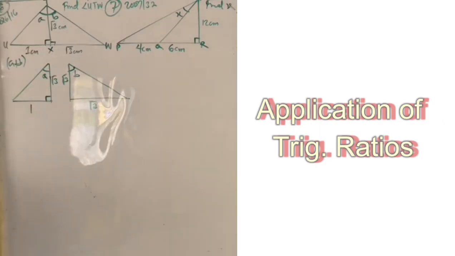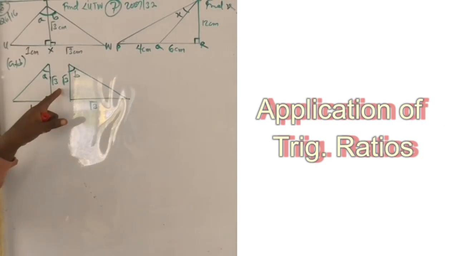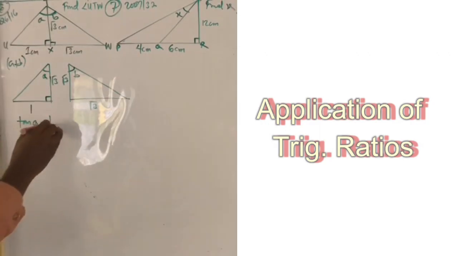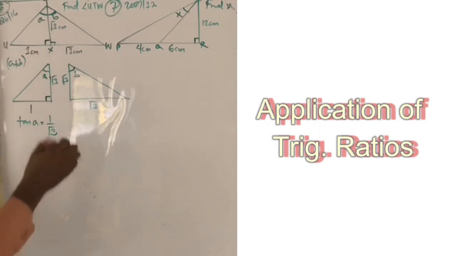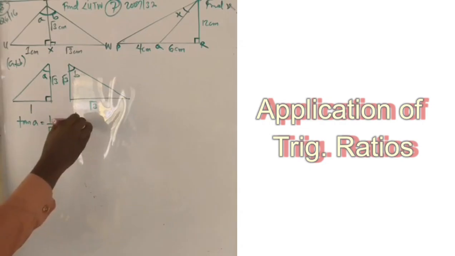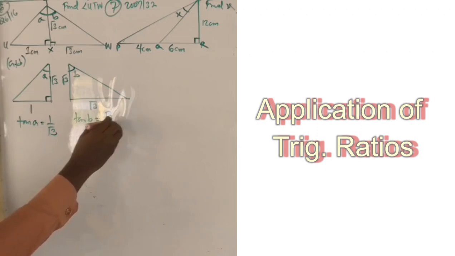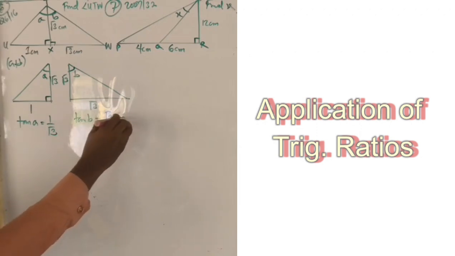Then we are looking for what? B. Now here, this one is the opposite, right? This root 3 is what? Adjacent. So it means tan A. What is tan? Opposite over adjacent equals 1 over root 3. Then for this case, tan B, it's still tan because it's opposite over adjacent. What's tan B? Root 3 over what? Root 3. Which implies that tan B equals what? 1.